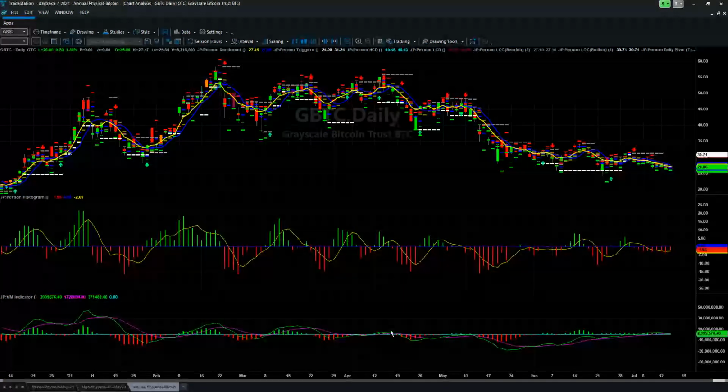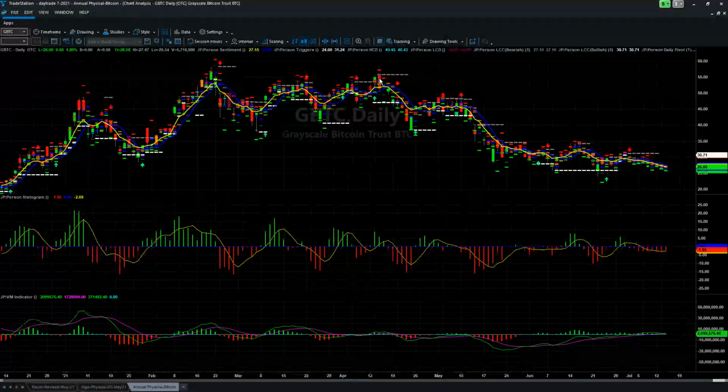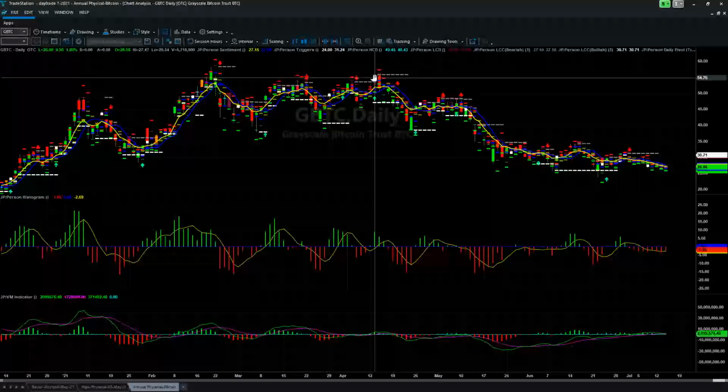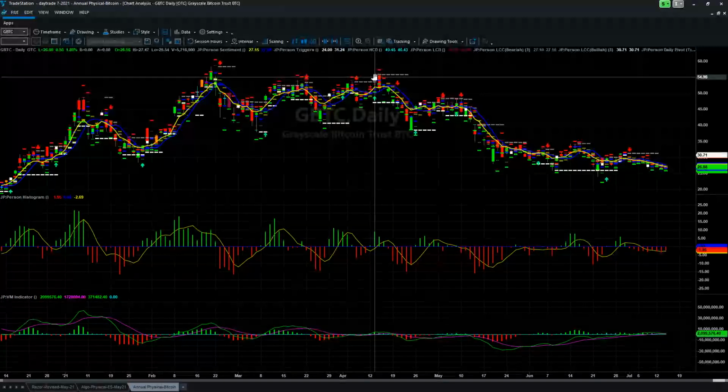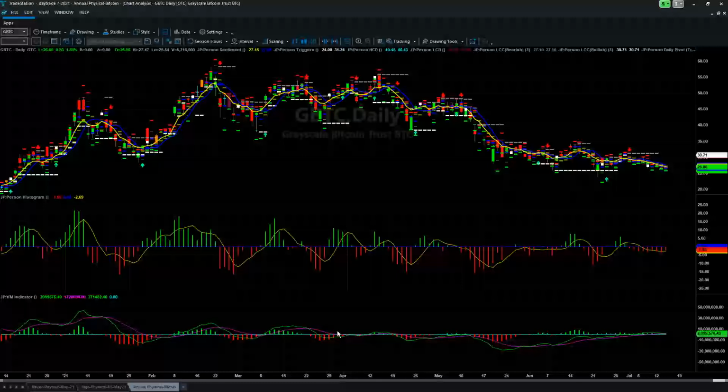Market's trying to break out. And every consecutive rally, by the way, here's another divergence. Here's a closing high on a daily basis in GBTC. Look at the momentum of the volume making consecutive lower highs.